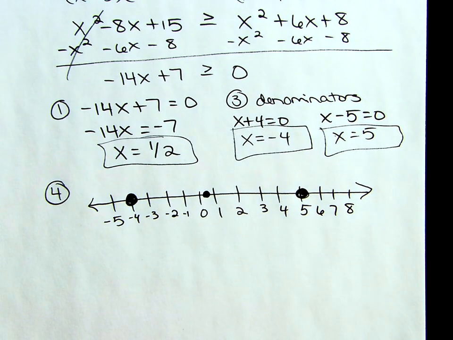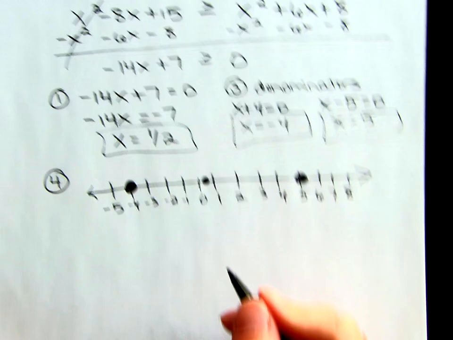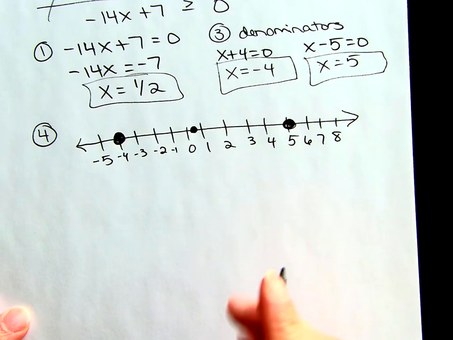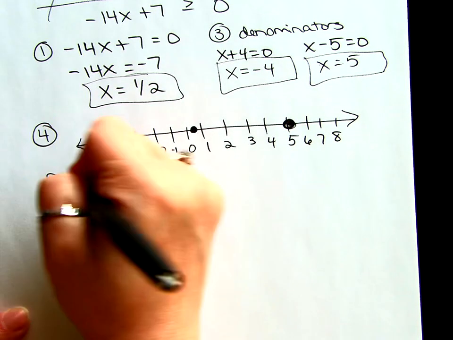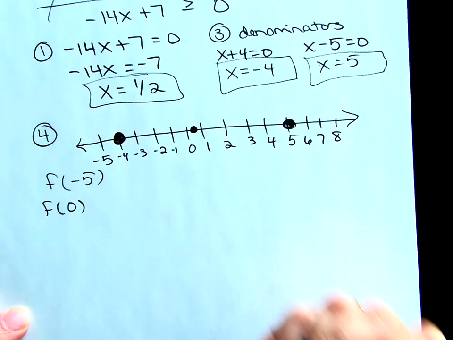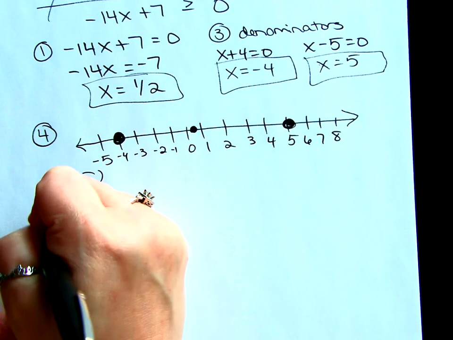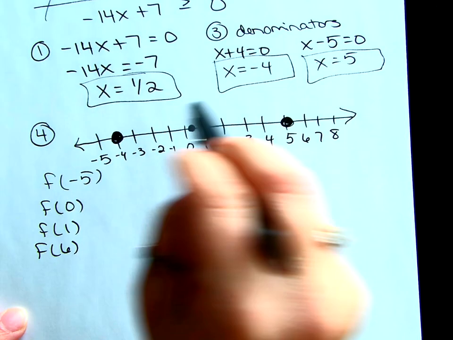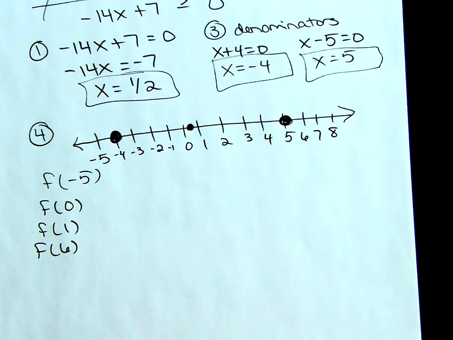So now it cuts our line into 4 segments, or 4 intervals. We have to pick a point in each one of those intervals in order to test it. So again, I always go with like the smallest number possible. So I'm going to do f of negative 5. I'll do f of 0, f of 1, and f of 6. And that gives me a point in each one of my intervals to test to see if I'm getting positives or negatives out.